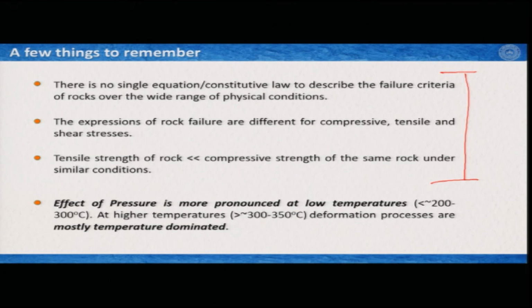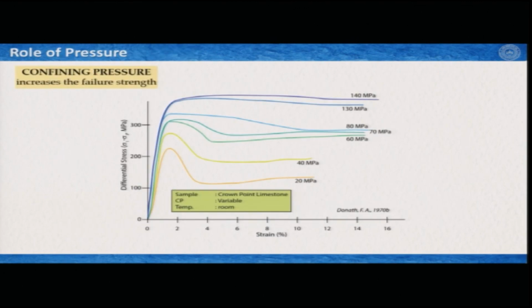The first one we take is confining pressure, and in all slides we will see this kind of curves, where the vertical axis is stress or differential stress, the dynamic term, which is plotted against a kinematic term, strain. And then what we see in this plot, the different curves. So, the sample was a Crown Point limestone that was deformed at room temperature at variable confining pressure.